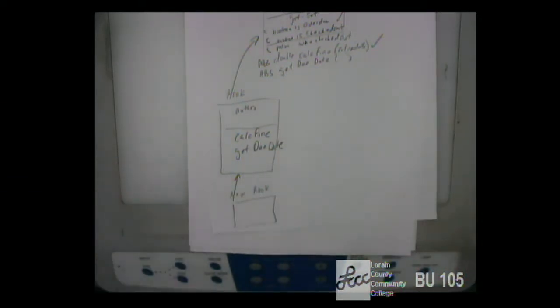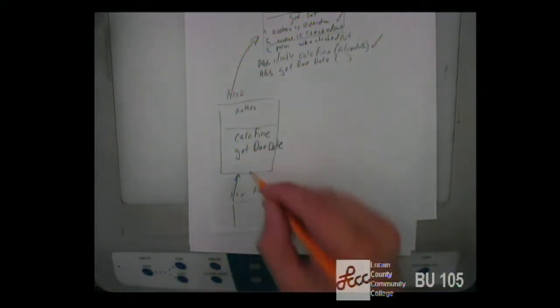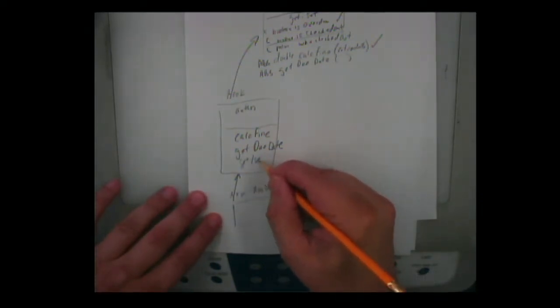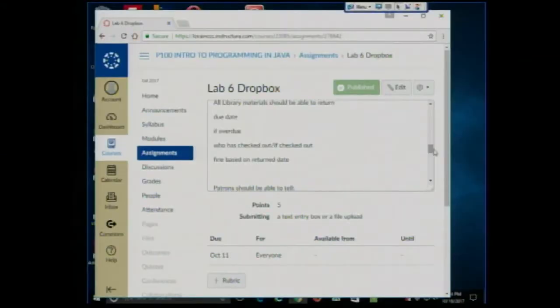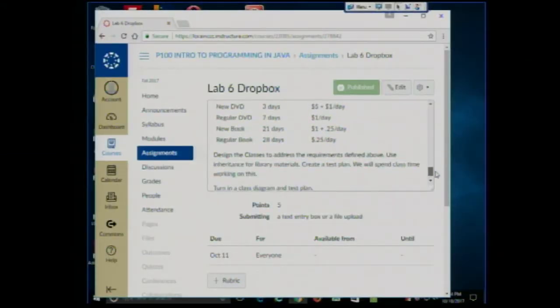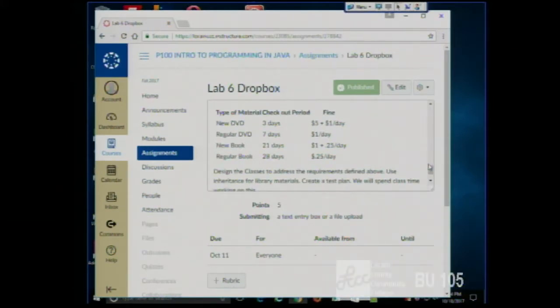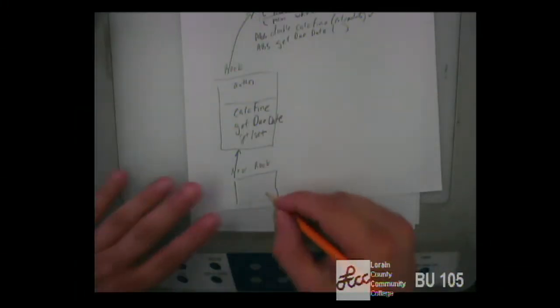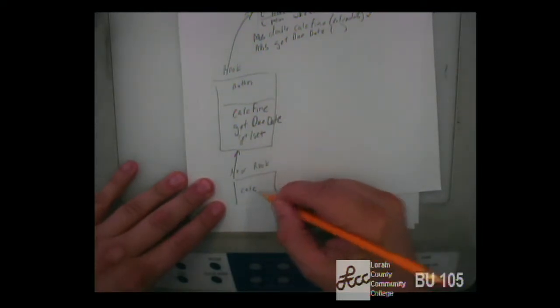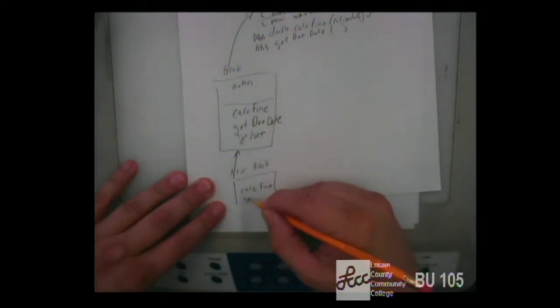All right? Is that all we need in the book class? Well, we need gets and sets for the author. What about new book? What is different between a new book and a regular book? Exactly, the fine and the due date. So therefore, we're going to override. There are no new attributes in a new book, but there'll be an override for calculate fine and get due date.